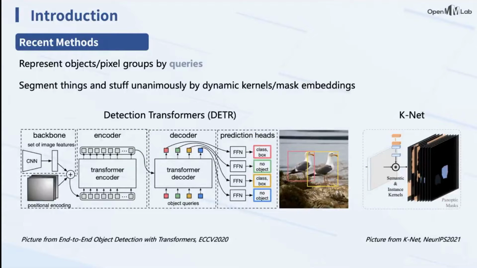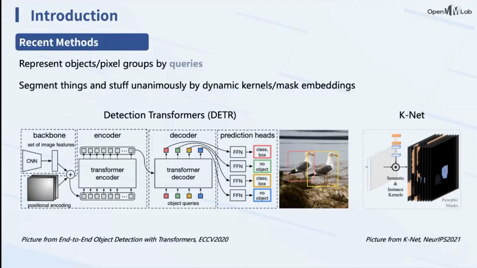So in 2020, detection transformers were proposed to further simplify the detection paradigm, and it took a very big step to unify vision modeling with language modeling. Basically, it represents the objects and pixel groups by a group of queries. After taking the vision features, it uses a transformer encoder, and it uses a transformer decoder to decode a set of queries and do the final box prediction and classification.